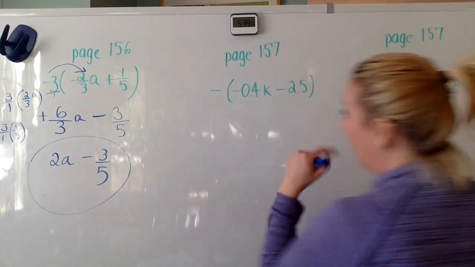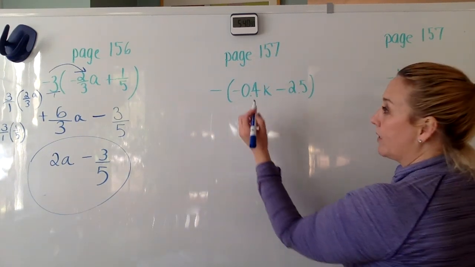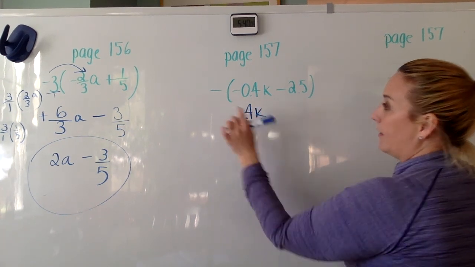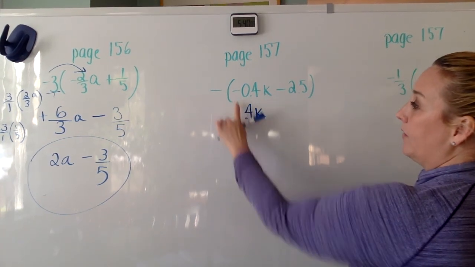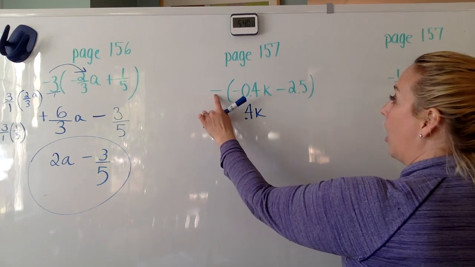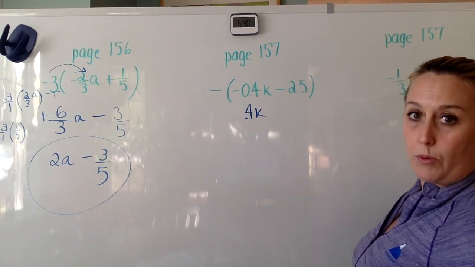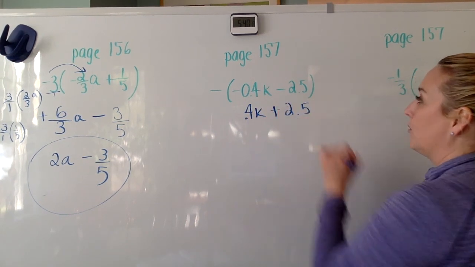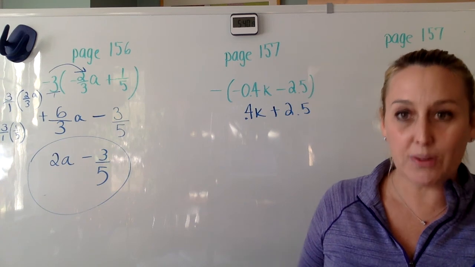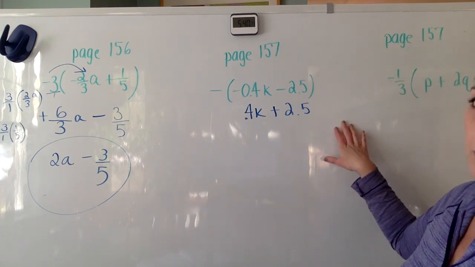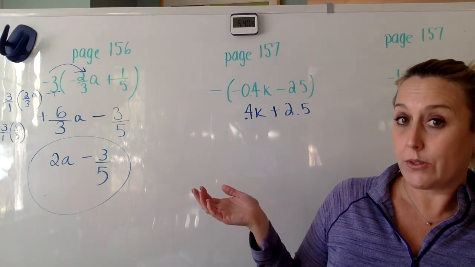So what is the opposite of -4/10 k? It's literally 4/10 k. The opposite of negative is a positive, and it stays 4/10 k. What's the opposite of -2.5? Well, the opposite is positive 2.5. Is that so easy? But in case you don't believe me, you're like, Mrs. Sayward, there's no way it could be that easy. I'm going to prove to you that it can be.